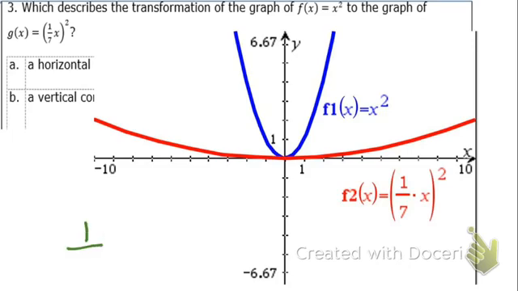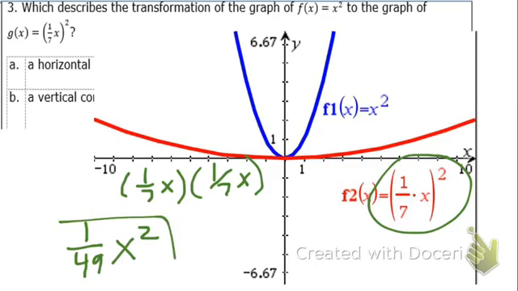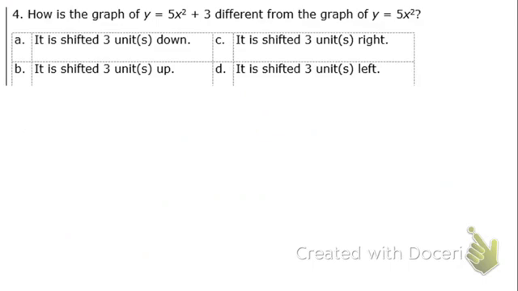I mean 1/49. Now, where did I get that number? Well, this means 1/7 x times 1/7 x. Well, what's 1/7 times 1/7? 1/49. 1/49 x squared. So again, if they ask you about what factor, this is going to be a factor of 1/49. Okay? Alright, so let's go to number 4.